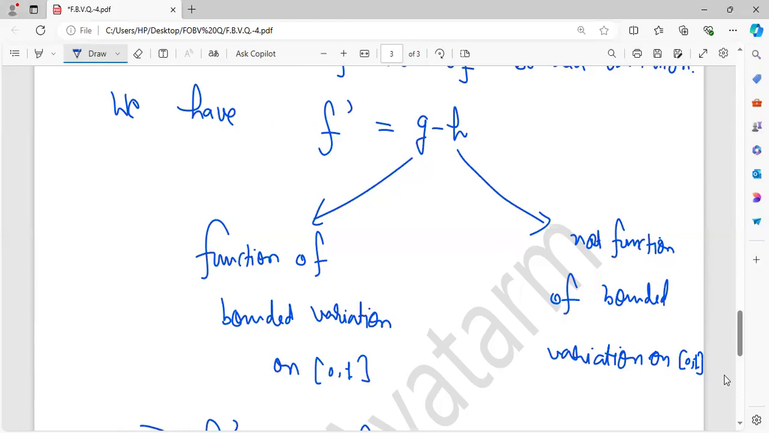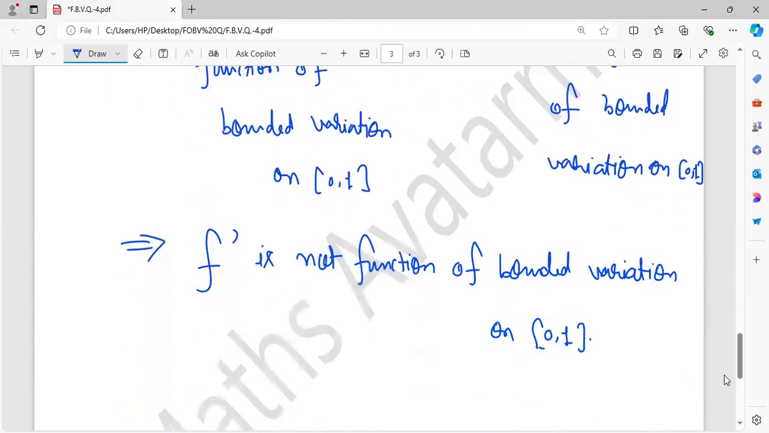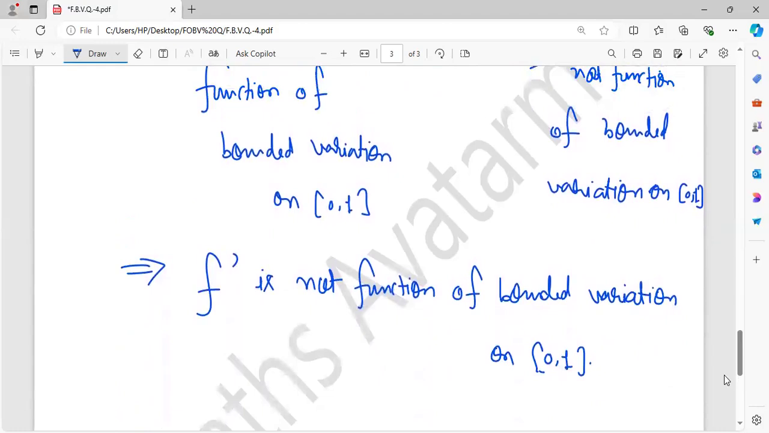That would also be a function of bounded variation, but it is a contradiction, because h is not a function of bounded variation. Or in another way, you can use the fact that if one function is of bounded variation and another is not, their difference or sum will not be of bounded variation. That is why f dash is not a function of bounded variation on the closed interval [0, 1]. So we have an example of a function which is of bounded variation, whose derivative exists, but f dash is not of bounded variation. So if f is a function of bounded variation, its derivative need not be a function of bounded variation.